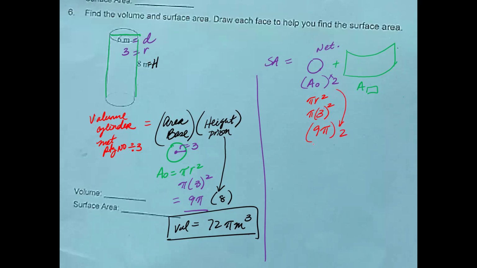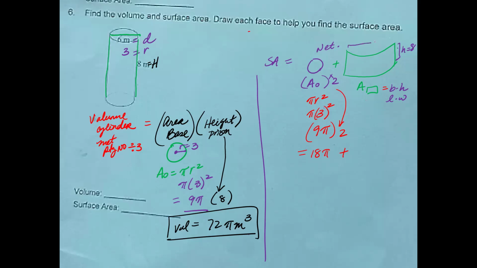And if you multiply it by this, what do you get? 18 pi. Plus, you've got to add the area of this rectangle, correct? What's the area of a rectangle? Area is base times height, or length times width. Either one works, they're the same thing. That's your height. What's your height? My height is 8 meters.